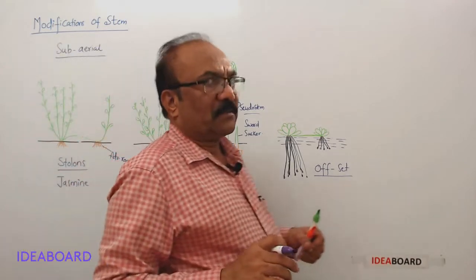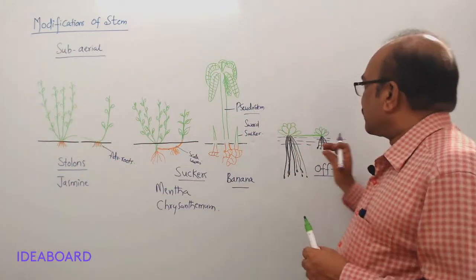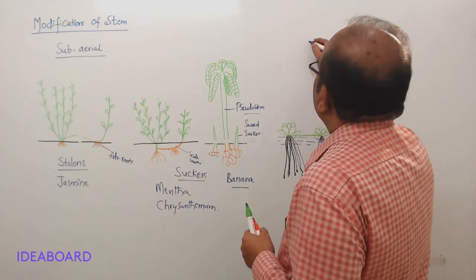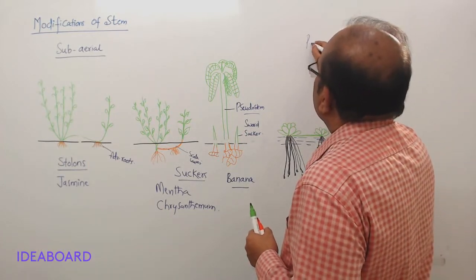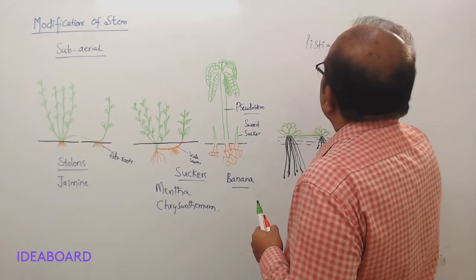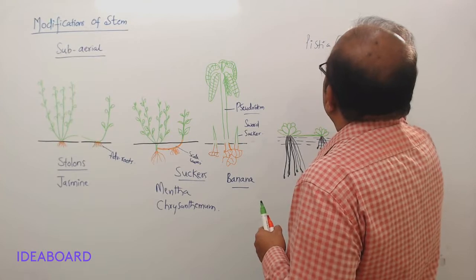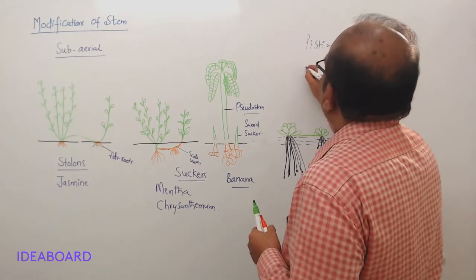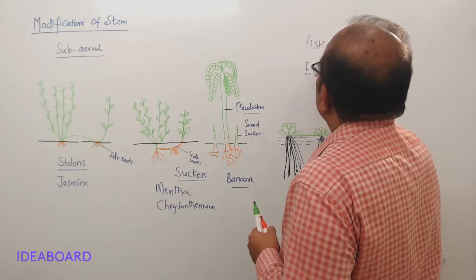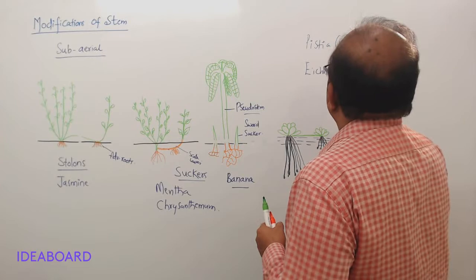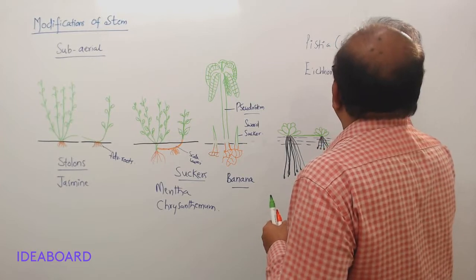And now let us come to this offset. Offset is what you will find in the free floating hydrophytes like Pistia, which is commonly called water lettuce, and Eichhornia, which is called water hyacinth.